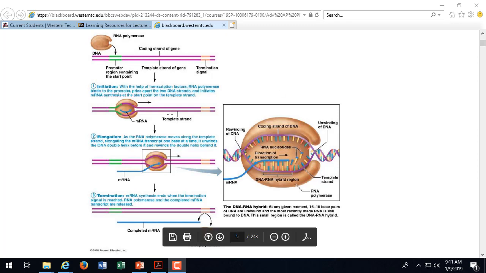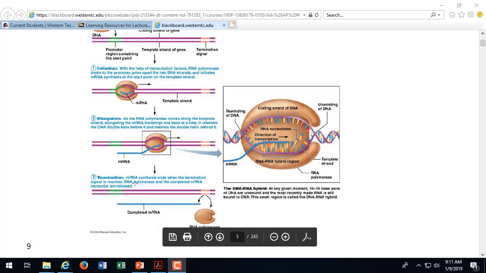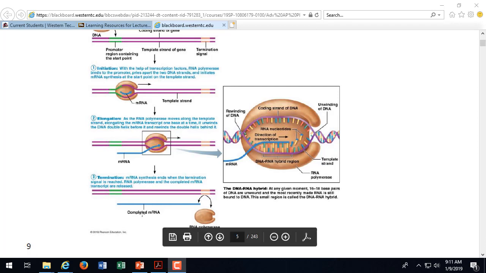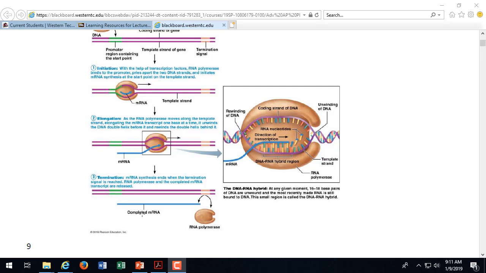So RNA polymerase continues on the strand until we reach the end of that gene, and then that piece of messenger RNA is removed, and you have a completed messenger RNA strand that codes for a protein. Again, the part of the DNA that is the length of that protein, the recipe for that protein, we call a gene.